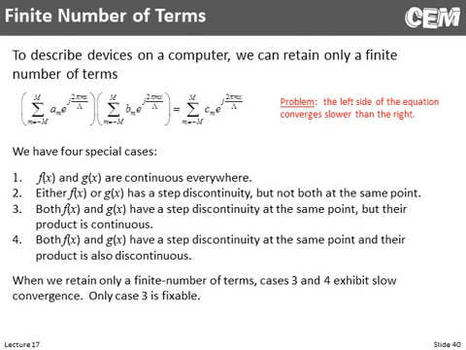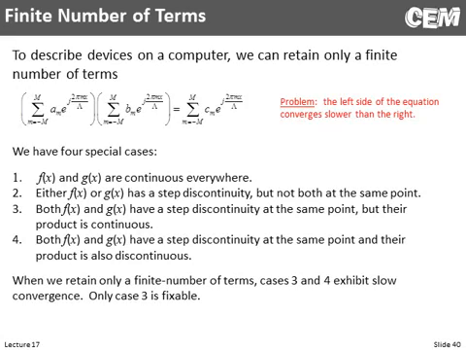Another case, suppose f or g has a step discontinuity somewhere, but there's no step discontinuities of f and g at the same time. It's only one or the other that would have a step discontinuity. We'll call that case 2. Case 3, f and g have a step discontinuity at the same point. However, their product, f times g, is continuous. So that function h would be continuous, since the product of f and g is continuous. And then we have a fourth case where f and g have a step discontinuity, but not even their product is continuous. So the h function is also discontinuous at that discontinuity.